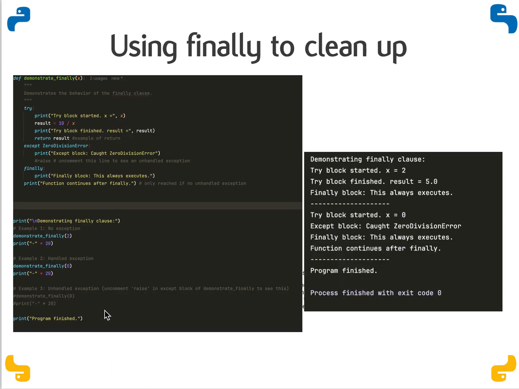And this topic is about using finally to clean up. Finally is guaranteed code execution. The finally block is used with try except. Crucially, the code inside finally always runs, whether an exception occurred in the try block or not, and whether that exception was caught or not. This makes it ideal for cleanup tasks like closing files or releasing resources.